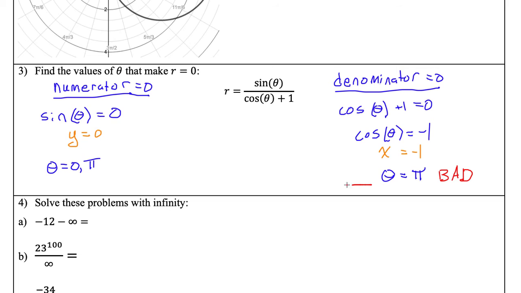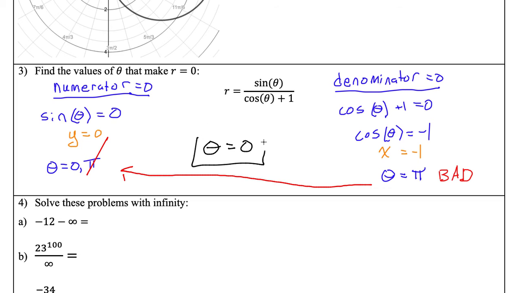So I come back over here to my original problem and I say, hey, cross off that pi. My answer is just theta is equal to 0.